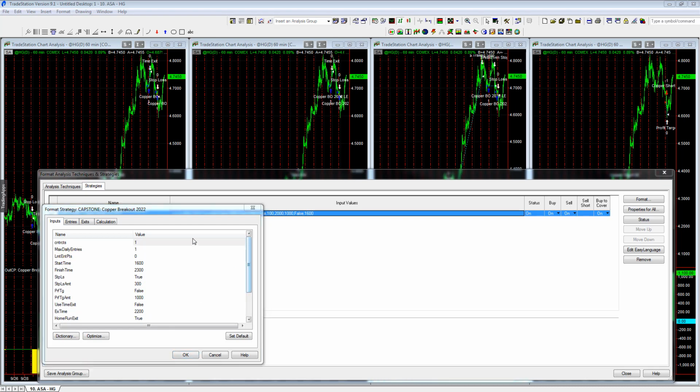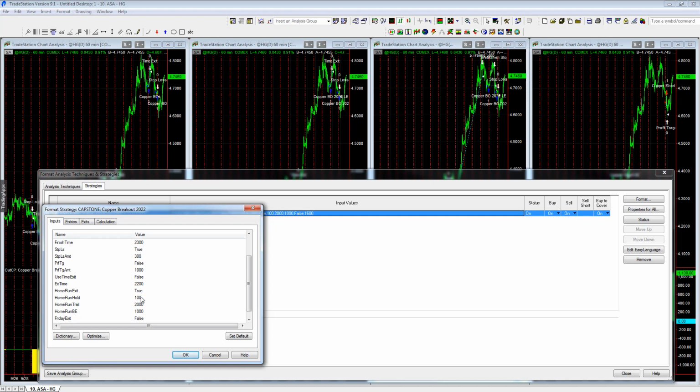So here is the home run version. Same strategy, Capstone Copper Breakout 2022. And if you scroll down, contracts, max daily entries, limit entry points, same inputs. You expand the entry a little bit, start time and finish time. You're holding it a little longer. You have a stop loss at 300 or 400 or 700. I'm using 300 here. False on the profit target, you could experiment with that. And we turn off the exit time. If this home run exit is true, use time exit will not work.